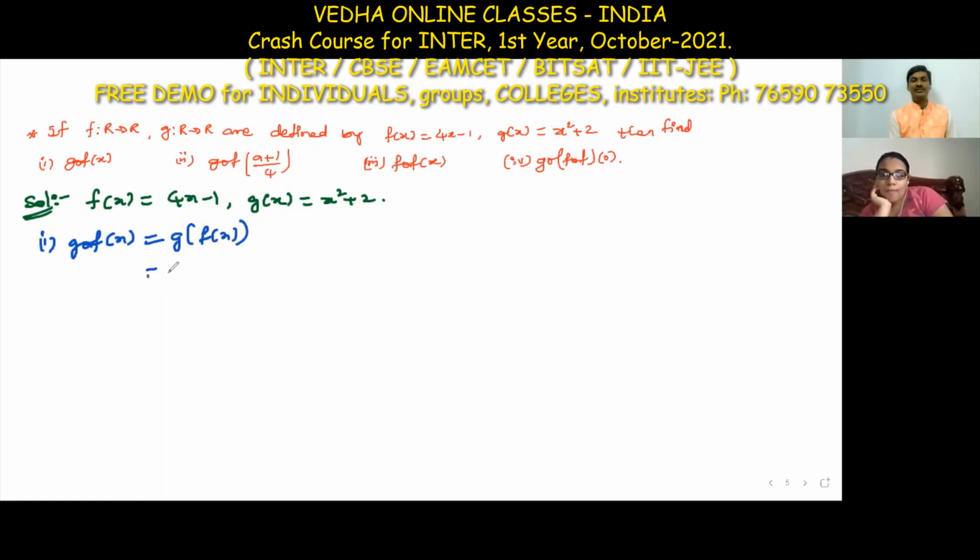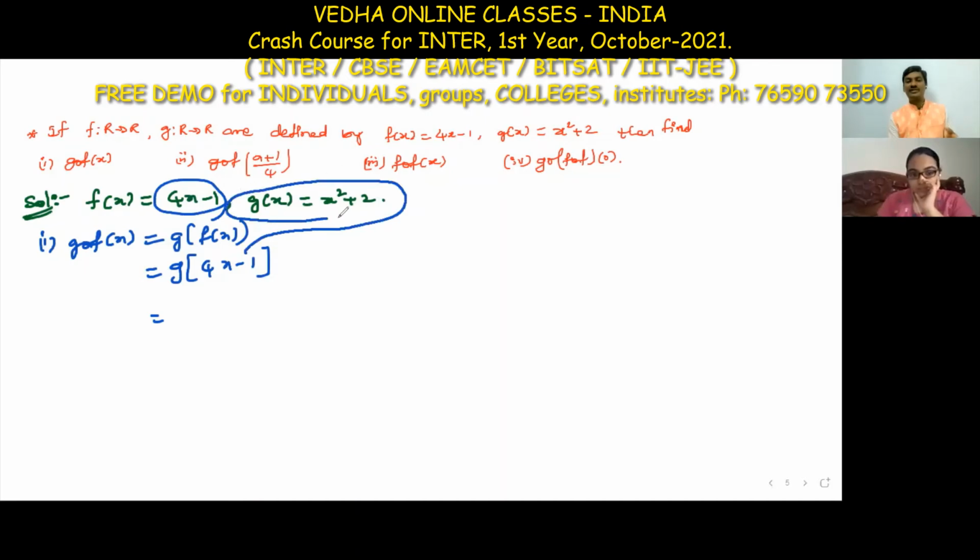Tell me what we are going to write now. g of, tell me first, f of x means write 4x minus 1 directly. That means now this 4x minus 1 we are going to substitute in the g of x function. The g of x function is x square plus 2. What is in place of x? x is 4x minus 1.